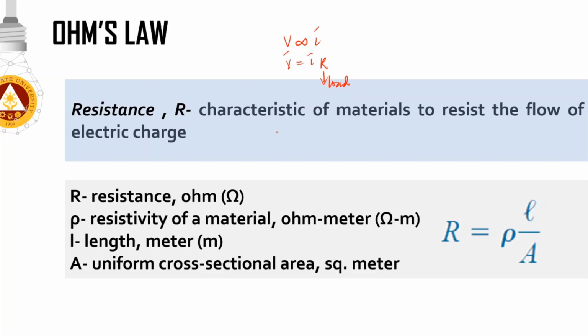So, ano nga ba yung resistance? Ito muna yung focus natin bago tayo dumiretso sa definition ng Ohm's Law. Resistance is the characteristic of materials to resist the flow of electric charge. It is represented as R. Resistance is equal to the resistivity of the material multiplied by dun sa quotient ng length of the material over dun sa uniform cross-sectional area, which is in square meter.